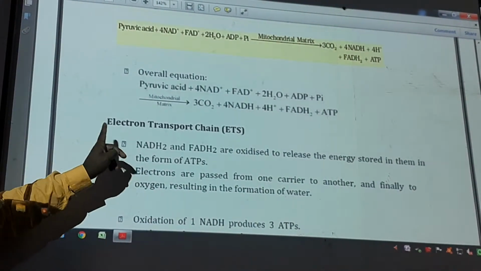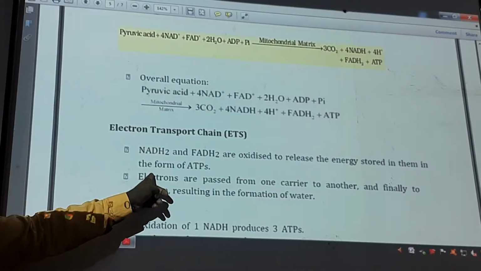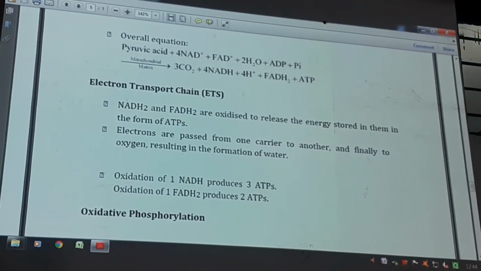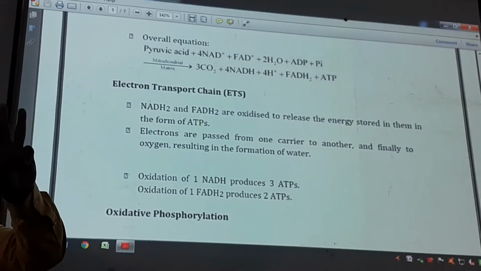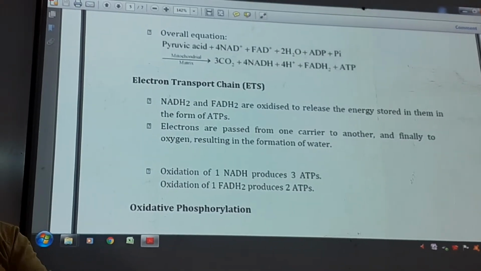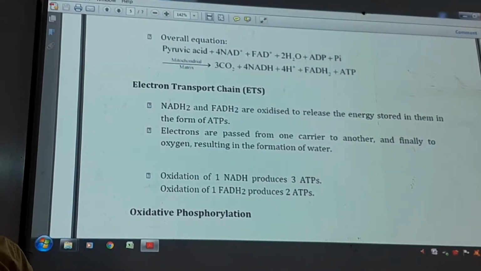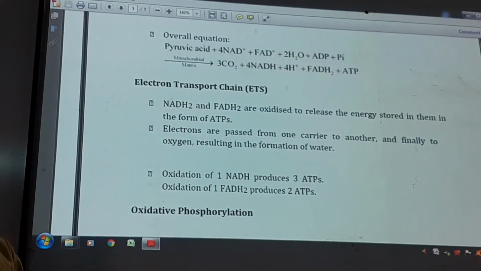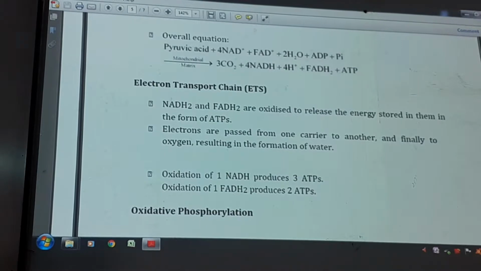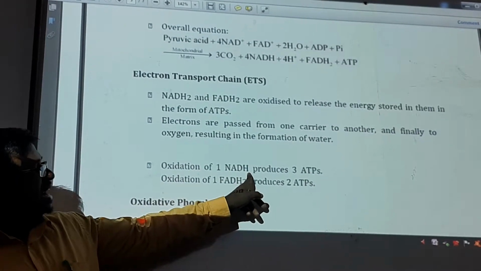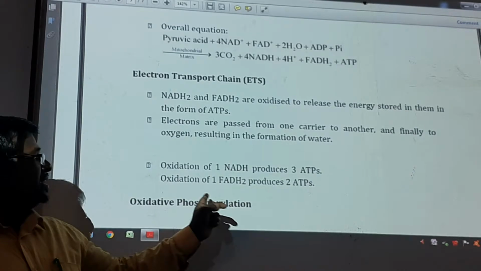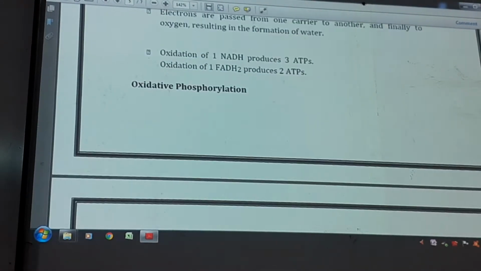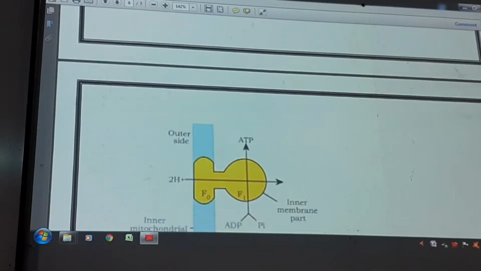Okay. Now, in the electron transport chain, what is going to happen is that NADH2 and FADH2 are oxidized to release the energy. One NADH2 is oxidized to release 3 ATPs. One FADH2 is oxidized to release 2 ATPs. So the energy-rich molecules are oxidized in the electron transport system, so that our body can recognize this in the simple form, that is the ATP. Oxidation of one NADH2 produces 3 ATPs. Oxidation of one FADH2 produces 2 ATPs. Okay. So the oxidative phosphorylation, please scroll down.